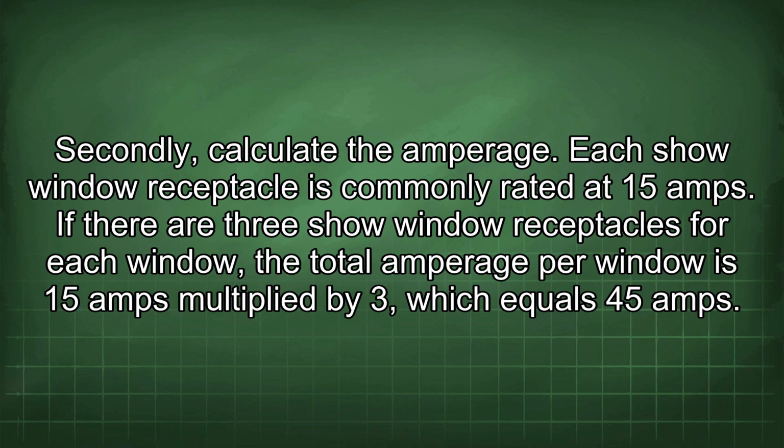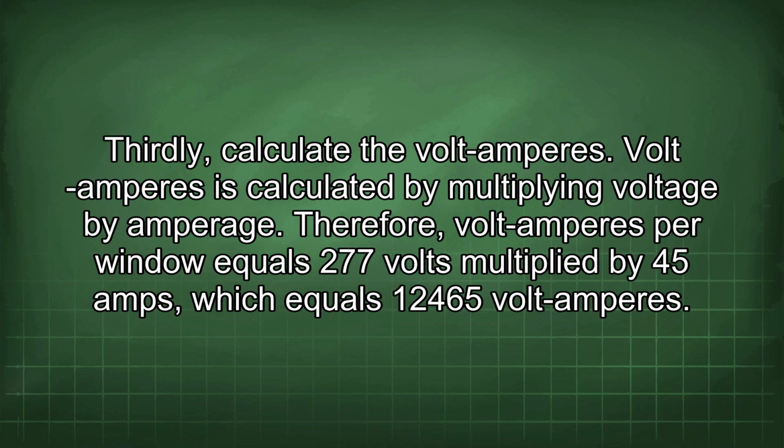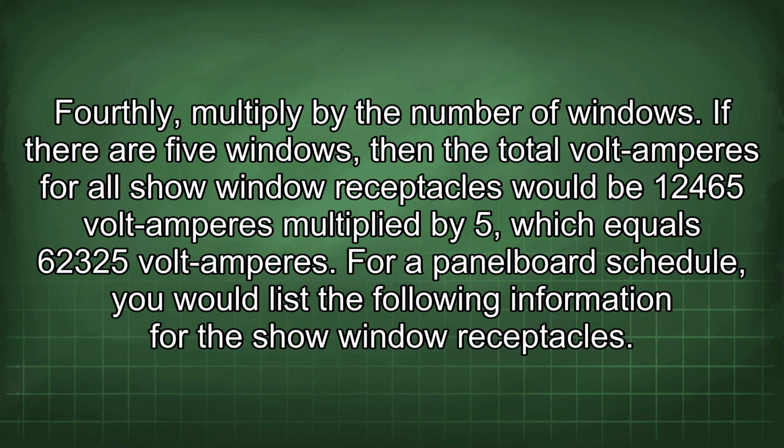If there are 3 show window receptacles for each window, the total amperage per window is 15 amps multiplied by 3, which equals 45 amps. Thirdly, calculate the volt-amperes. Volt-amperes is calculated by multiplying voltage by amperage. Therefore, volt-amperes per window equals 277 volts multiplied by 45 amps, which equals 12,465 volt-amperes. Fourthly, multiply by the number of windows.